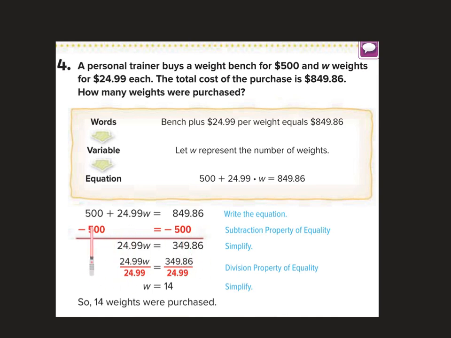Same solution process. Subtract 500 from both sides to get that out of the equation and get W alone. Then we're left with 24.99W equals $349.86. Then I need to divide by what's in front of the variable, which is $24.99. So divide both sides by $24.99, and I get W equals 14. So 14 weights were purchased.